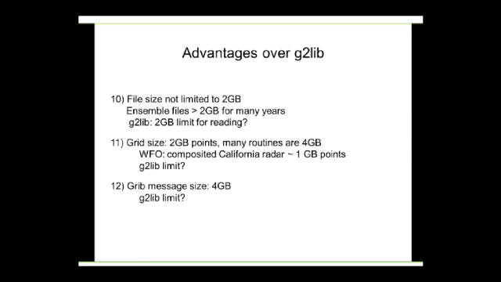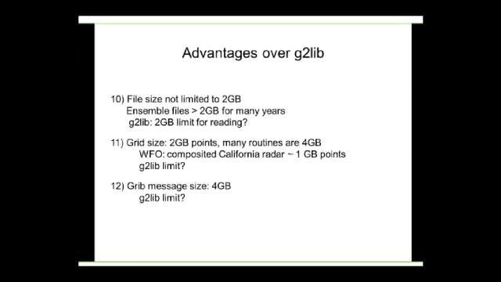Files are not limited to 2 gigabytes. You can't compile models without that library, unfortunately. Yeah, I mean, ensemble files have been over 2 gigs for many years. G2lib has a 2 gig reading limit, apparently. Still? I tried using ConvertGrib and it didn't handle it. Grid sizes are 2 gigapoints for grib2. However, many routines are already converted to 4 gig. This is getting to be a problem because one WFO used radar data, a composite, and had 1 gigapoints.